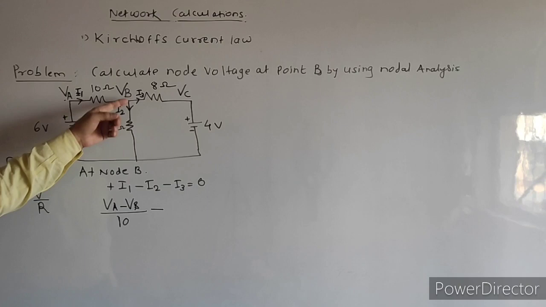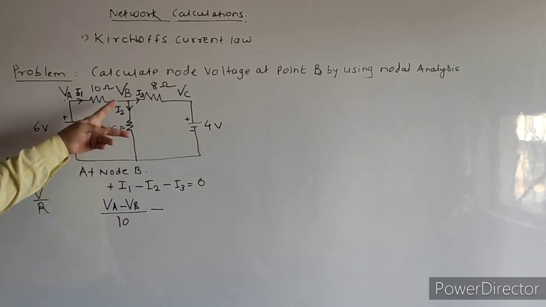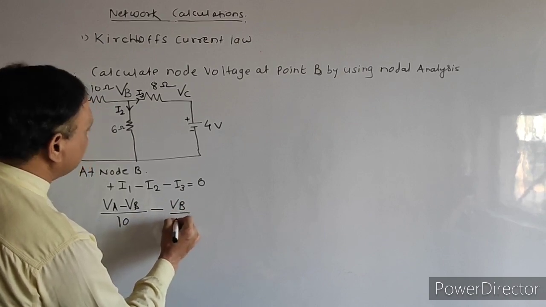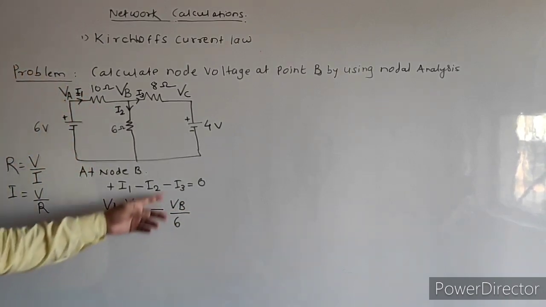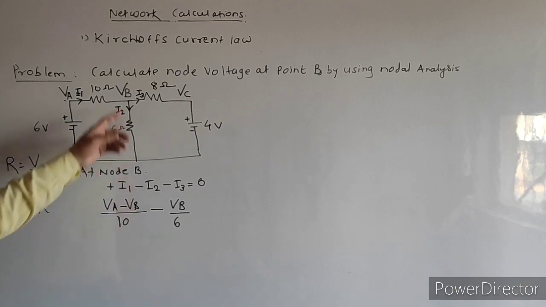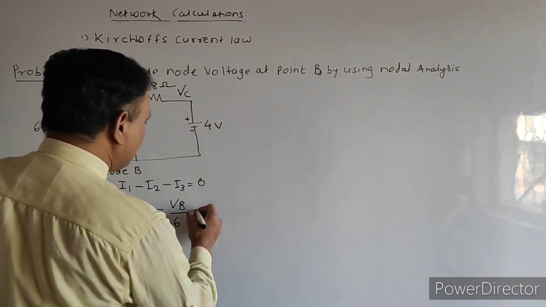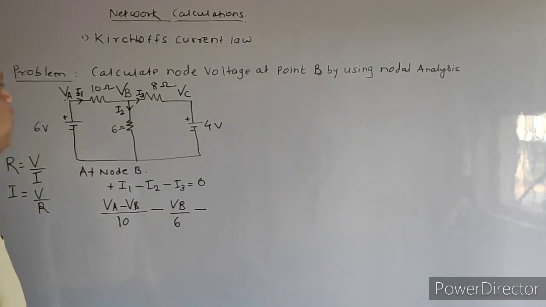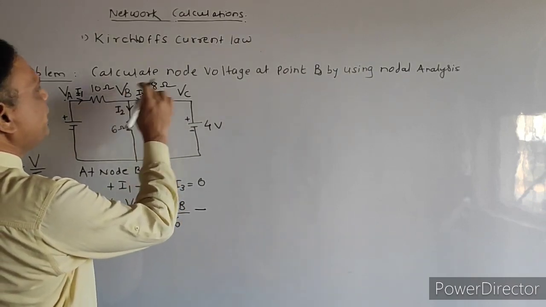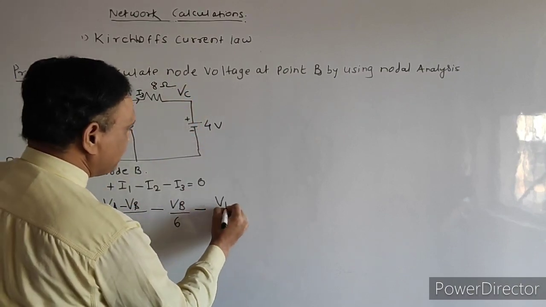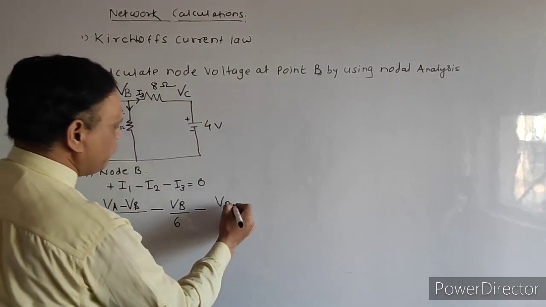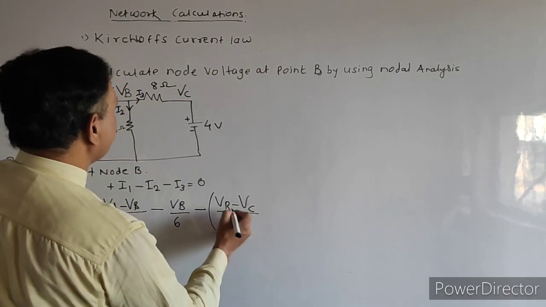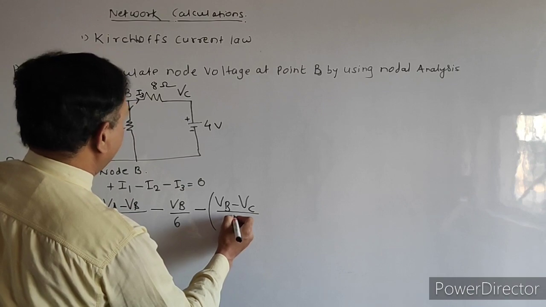Now minus I2. What can be I2? See, I2 is flowing through 6 ohm resistance. Since it is in parallel, its value is very simple. VB upon 6 is the value of I2. And what can be my I3? I am just writing the values of I1, I2 and I3. And the value of I3 will be again VB minus VC. I will consider this as a higher potential point, VB minus VC, upon 8.